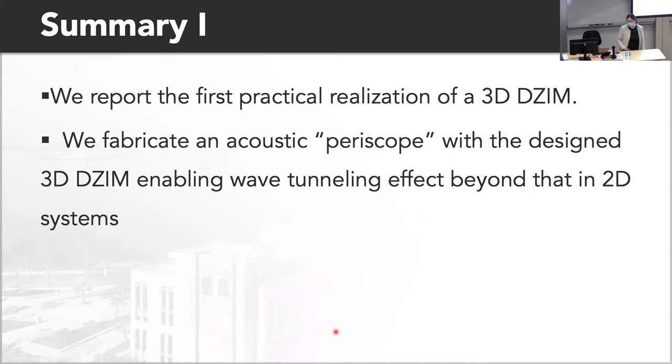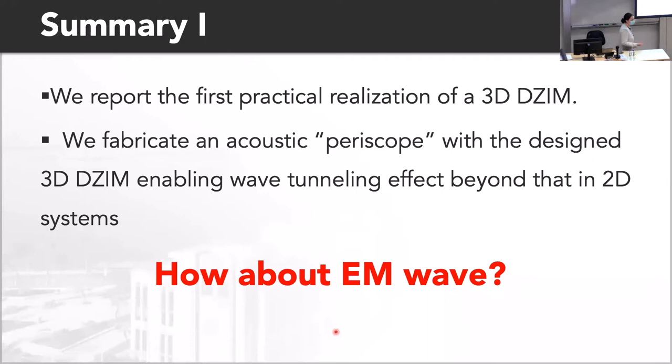And now the question is, we have already got the zero index material for acoustic waves. Then how about electromagnetic waves? Can we just directly extend this design to EM waves? Well, the answer is yes and no. Yes means, in principle, we can start by considering the symmetry. It might be possible that we use the same symmetry and extend into the electromagnetic counterpart.